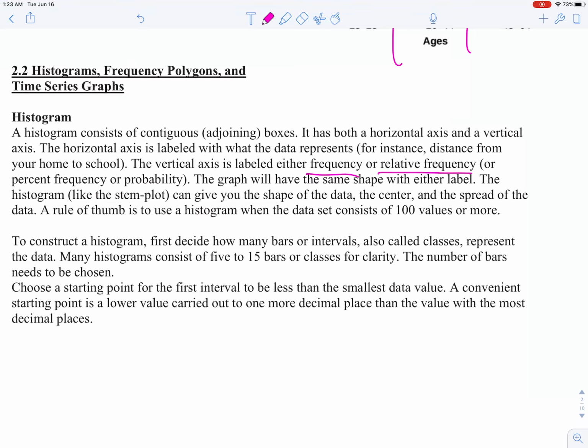So the histogram, like the stem plot, can give you the shape of the data, the center, and the spread of the data. A rule of thumb is to use a histogram when the data set consists of 100 values or more, because we're going to group them. We're going to put them in groups.